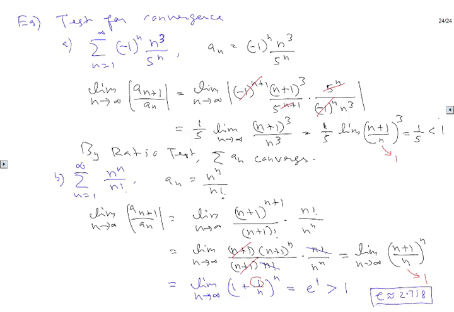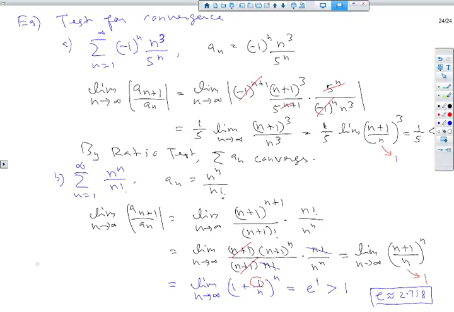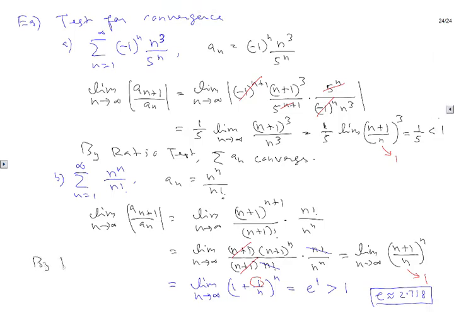So therefore we can say by the ratio test, the series n to the n over factorial n diverges. Why diverge? Because the limit is greater than 1, so the series has to diverge. Okay, so those are two good examples.